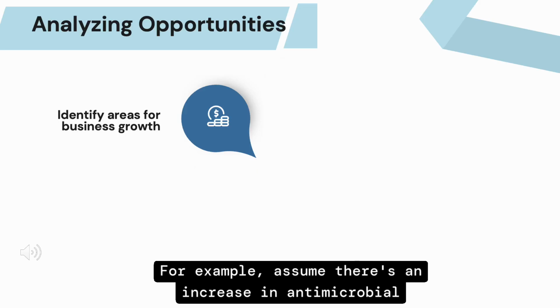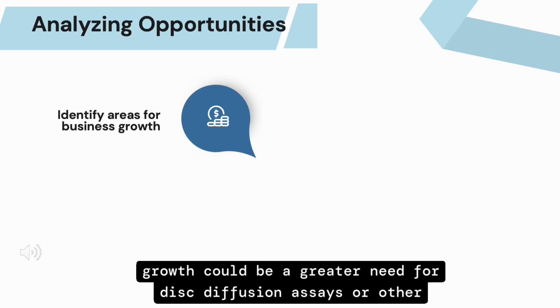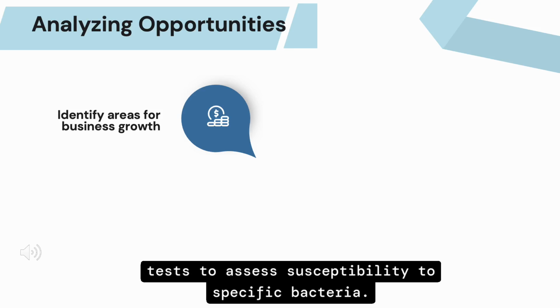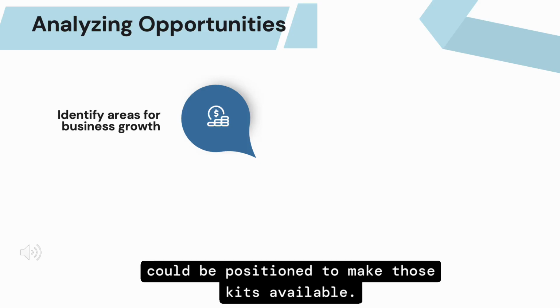For example, assume there's an increase in antimicrobial resistance within a specific country, then an area of business growth could be a greater need for disk diffusion assays or other tests to assess susceptibility to specific bacteria. Your business could be positioned to make those kits available.